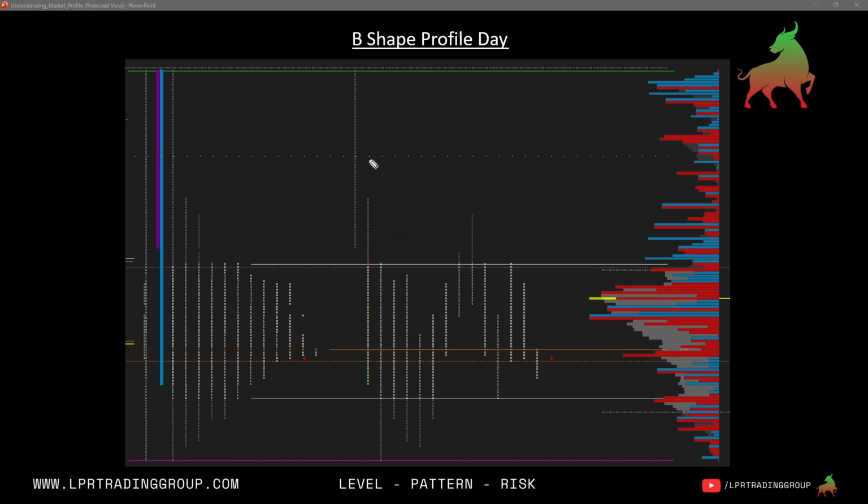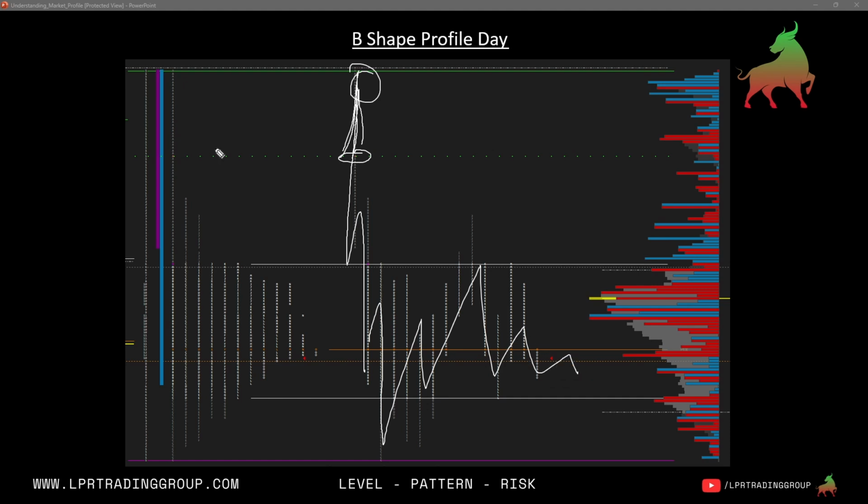So B-shaped profile, we've got a period open right here. Price drives to the upside before falling off a cliff, failing to accept the highs. These are all buyers that get jammed up into this trade here. And then there's a mass liquidation of the long side. Price one time frames to the downside before balancing out and forming this lowercase b-shape profile.